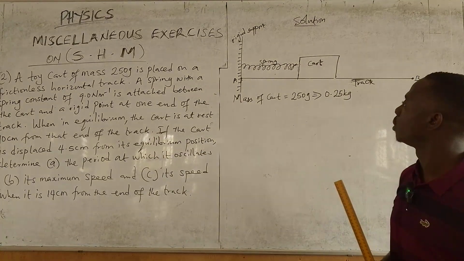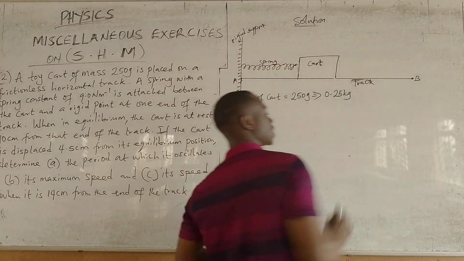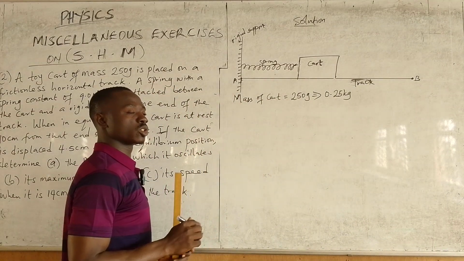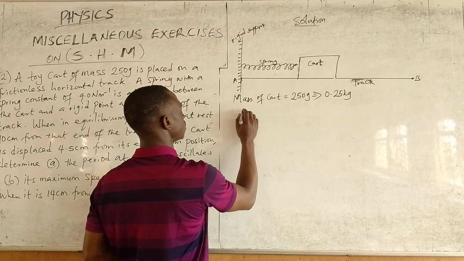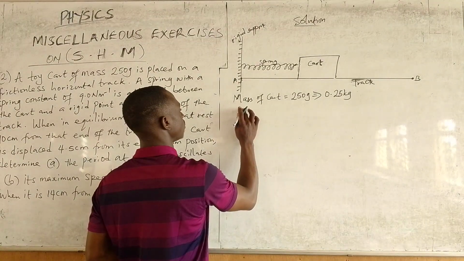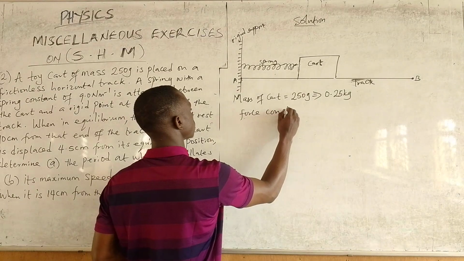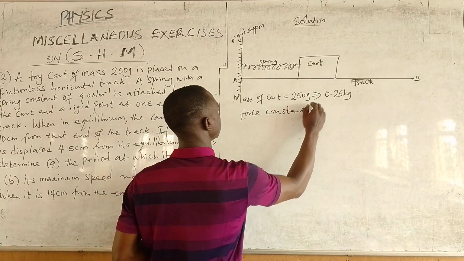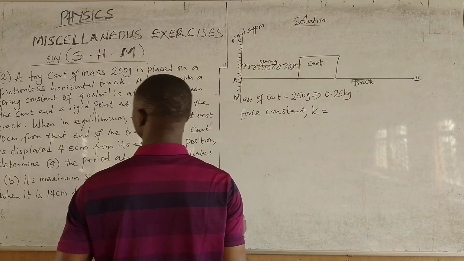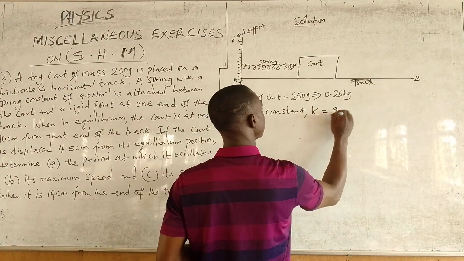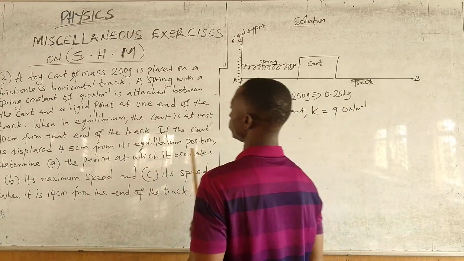Now, we are told the force constant of this spring. What is force constant? According to what I taught you the other time, from Hooke's law, that's F equals KE. Force constant is K, right? Force constant of the spring, K, is equal to 9.0 Newton per meter.